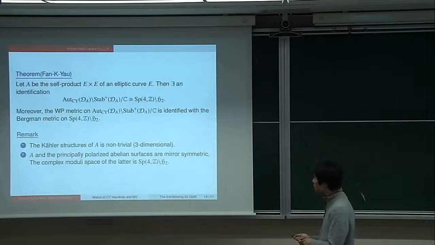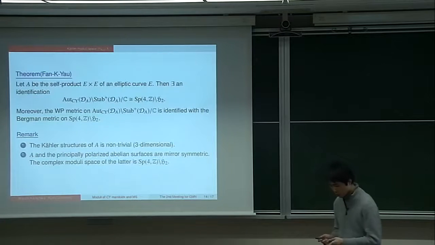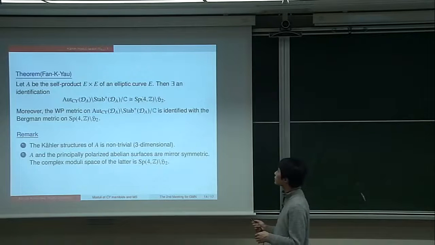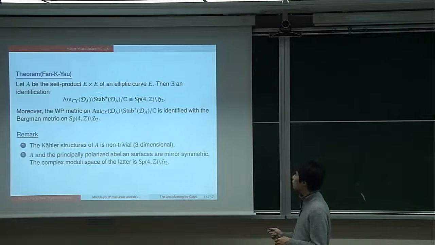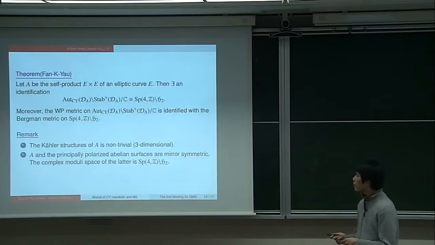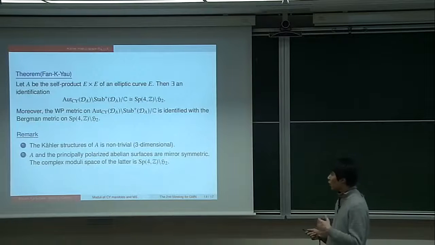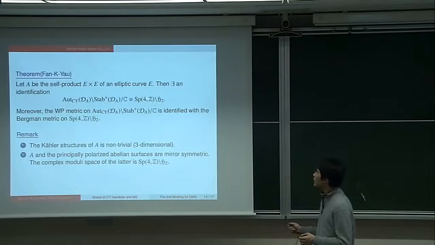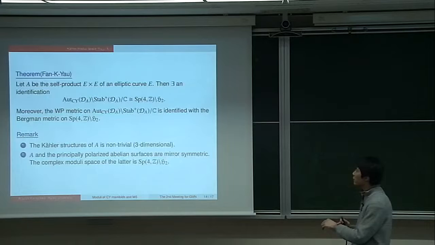And here's a non-trivial example. Let A be the self-product of the elliptic curve. Then there is an identification of the double quotient of the stability space with a Siegel modular variety. And moreover, the metric we define on this space is identified with the classical Bergman metric on the right-hand side.